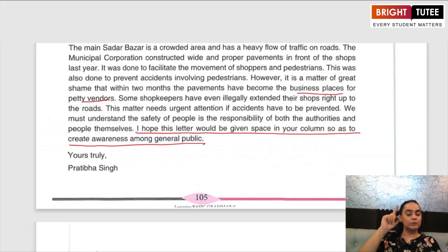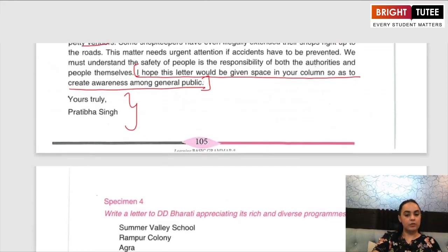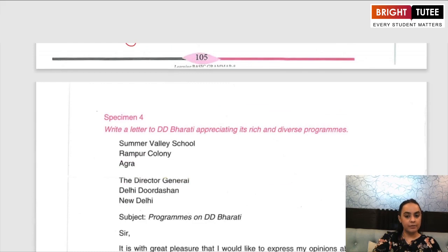Just like I told you, the first line, through the columns of your esteemed newspaper, is used to introduce your letter. Similarly, this is the last line that will conclude your letter. After this, again comes your complimentary close. Yours truly. So this is how we frame a letter to the editor.